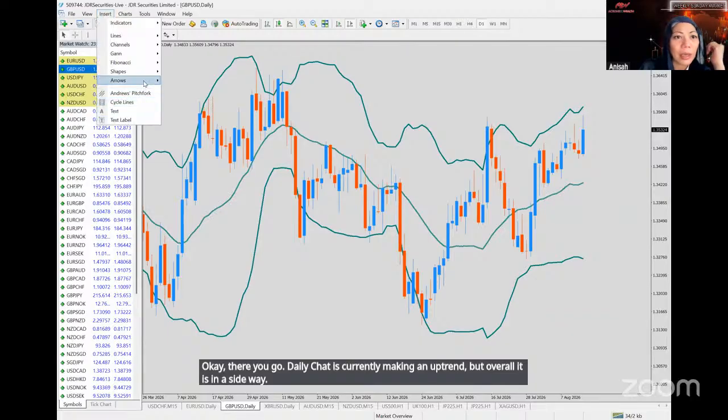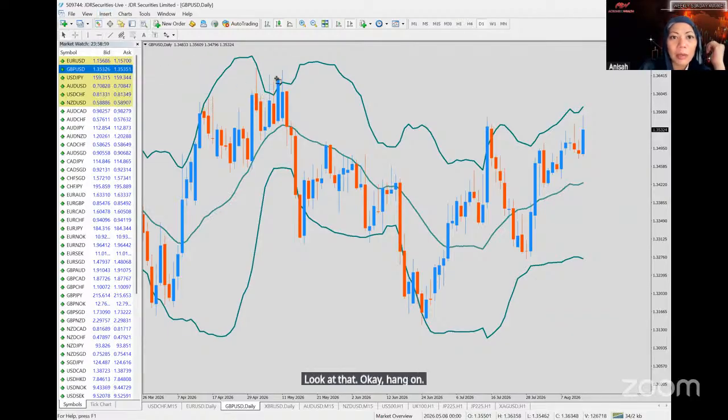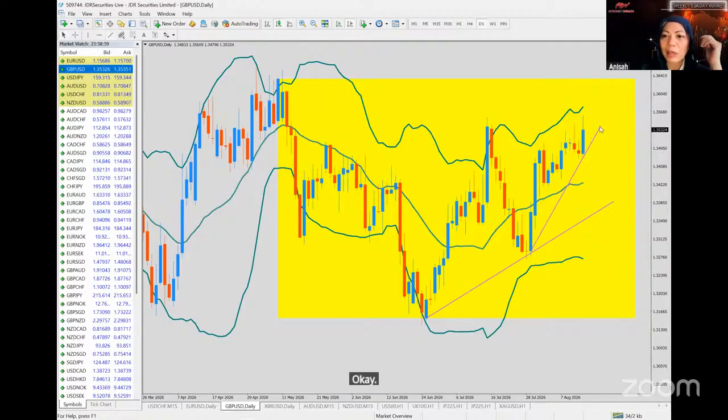Let me add a bit of. Okay, it moved within the range, but this is an uptrend. It has accelerated a little bit, so I'm still confident to go long. Okay, so this is daily.